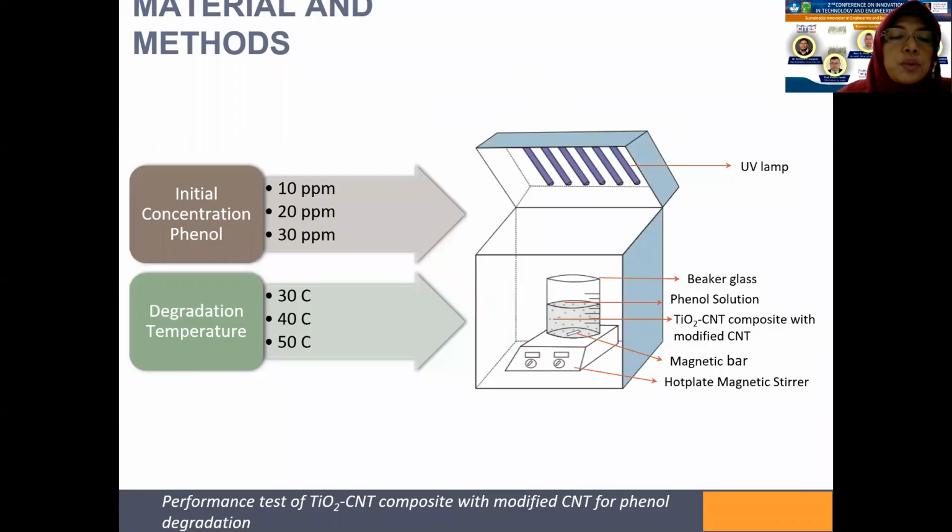The performance test of TiO2 CNT composite with modified CNT for phenol degradation has the variables of phenol concentration and degradation temperature. The performance test uses a photodegradation reactor.